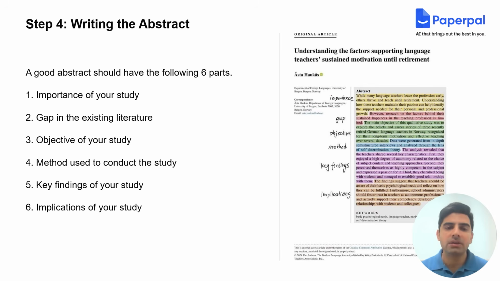Now writing the abstract, this is an example which you can follow. It should have 6 parts. It should have the importance of your study, then the gap statement, then the objective of your study, methodology, key findings, and implications. So it should be, as I mentioned, the trailer of your paper.